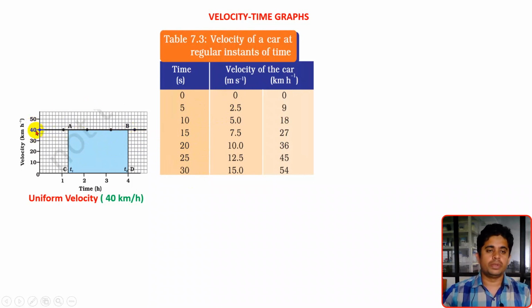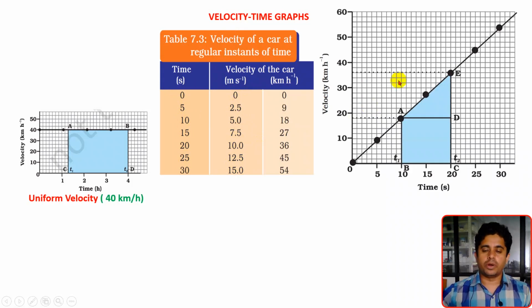As you can see in this graph, that car was traveling with a uniform velocity of 40 km per hour. But here, in the tabular data I have shown, we are considering the velocity of the car at regular instances over time. Every 5 seconds we have recorded the velocity of the car. It is in meter per second and it has been converted into kilometer per hour. So if you can see, as time is progressing by every 5 seconds, the corresponding velocity is increasing, the velocity is not constant.